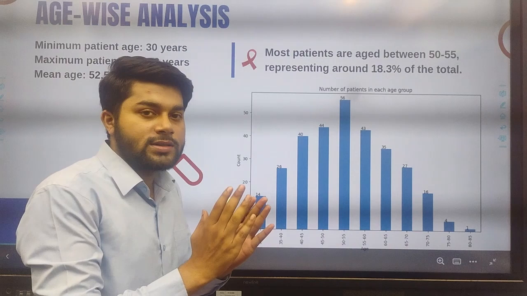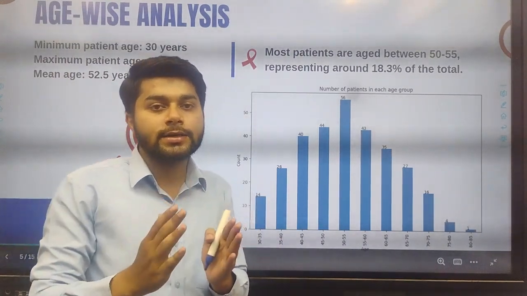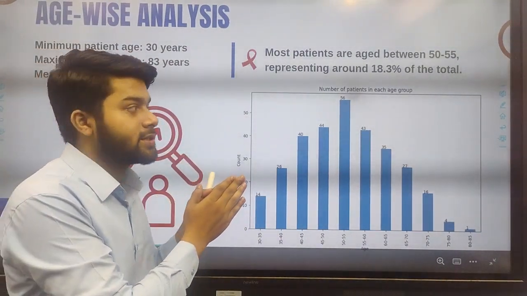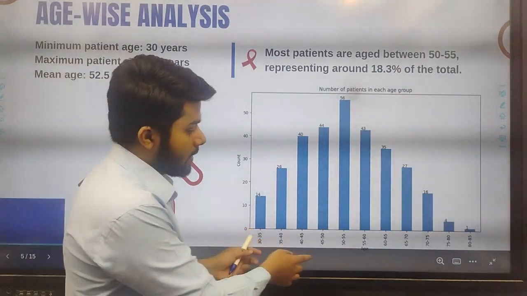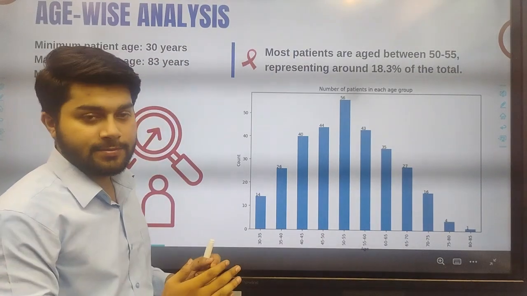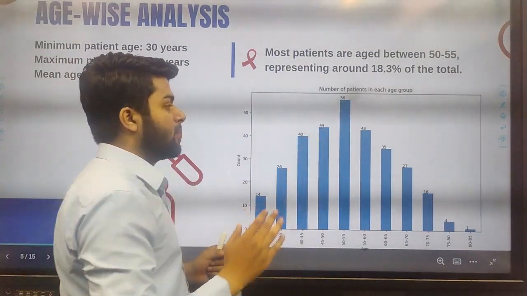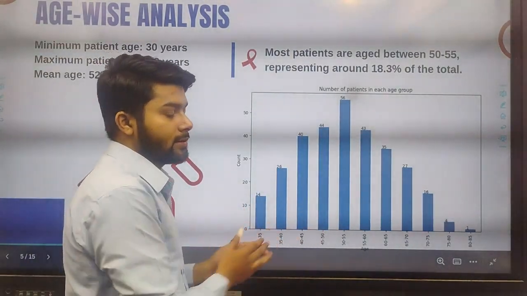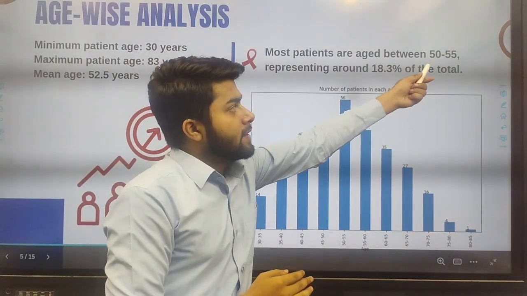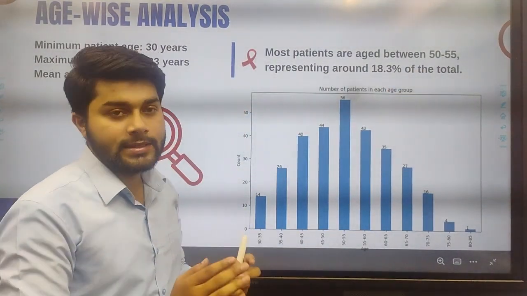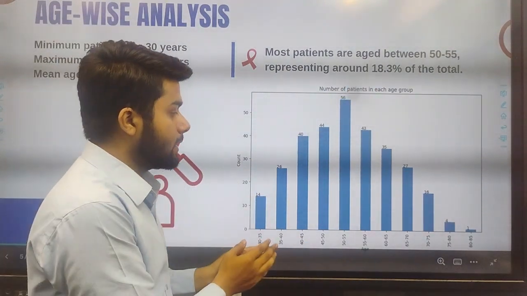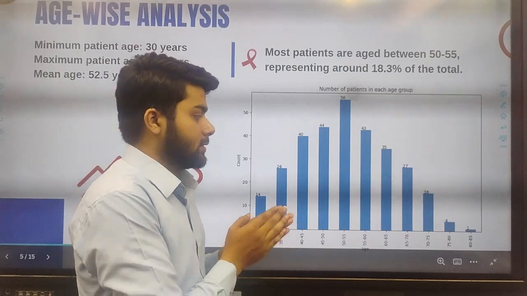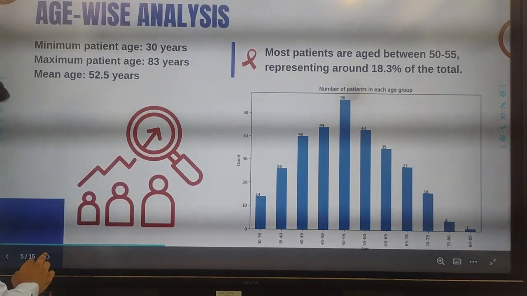For some age brackets the number of patients is higher, and for some it is lower. We can see clearly from this bar graph that in the 50 to 55 age bracket, the number of patients is much higher compared to the other age brackets. Around 18.3% of the total patients lie in this age bracket. So that shows the impact of age.